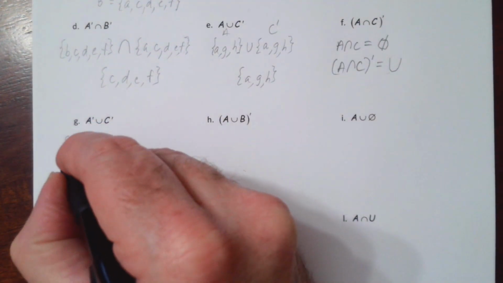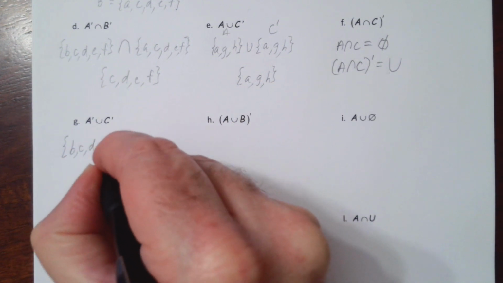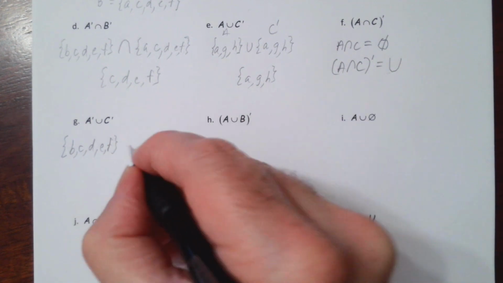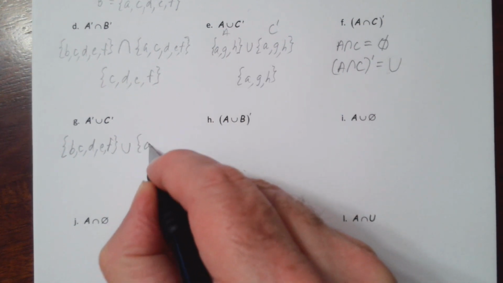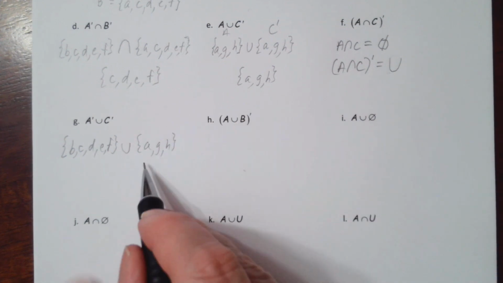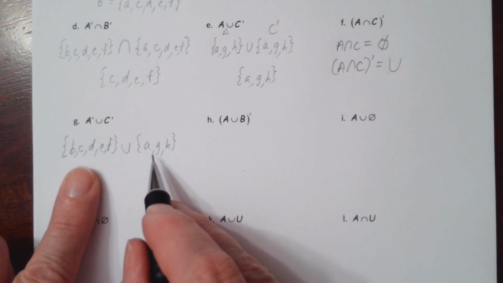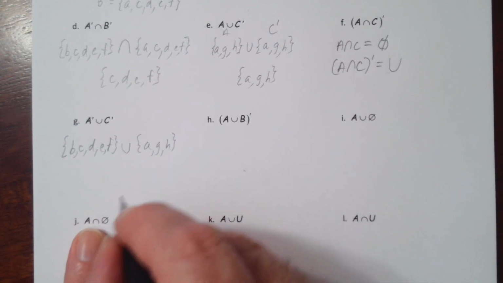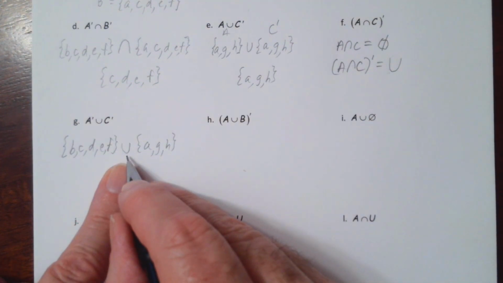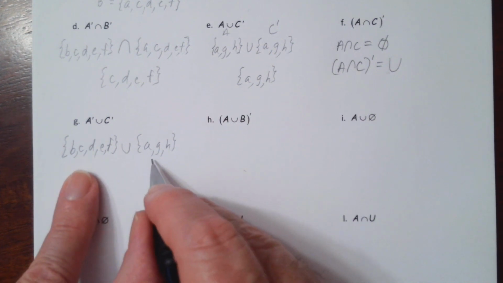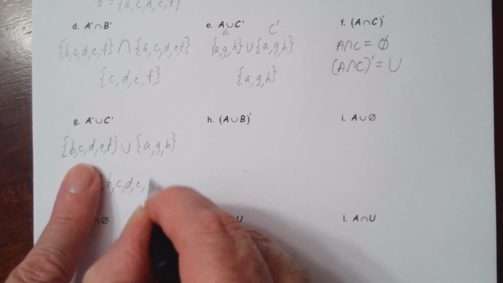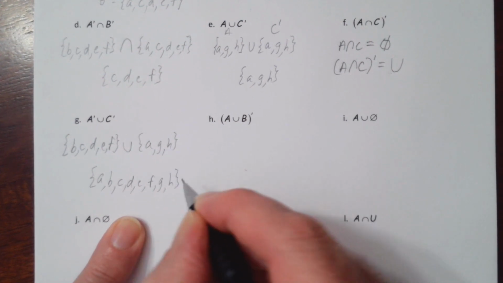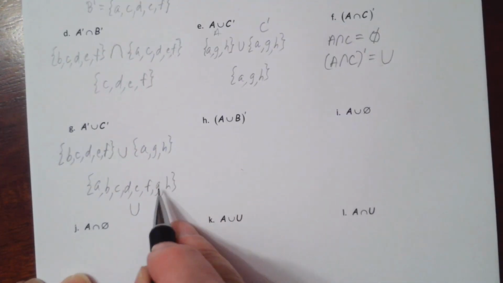So we have A complement. That's B, C, D, E, F. I'm getting that from problem D. We're going to union that with C complement, which we have here. It's A, G, H. Let's see, what do these two sets have in common? Well, not A, not G, not H. Oh, I said that wrong. We're doing the union. I must be getting tired. We're going to union these together. So we're going to need A, B, C, D, E, and F, G, and H. Well, isn't that everything in the universal set? So you could write just U, but this is also okay.